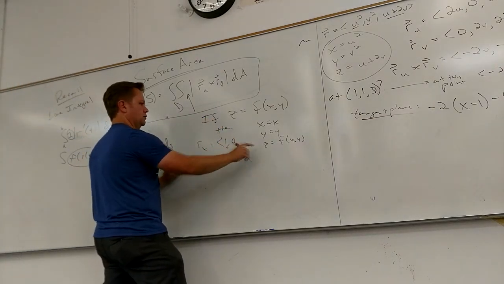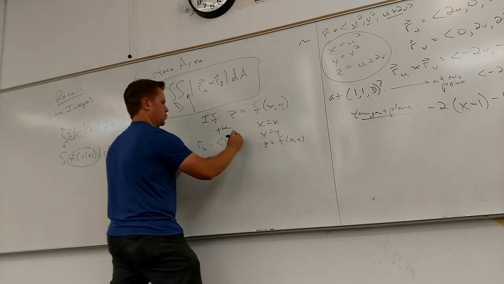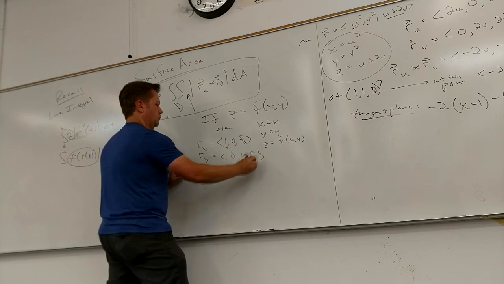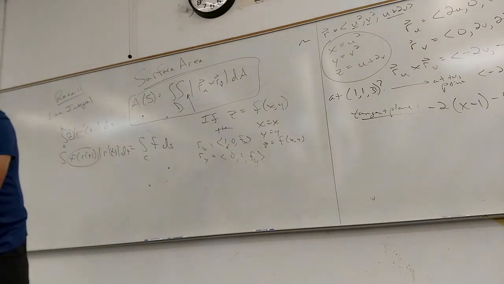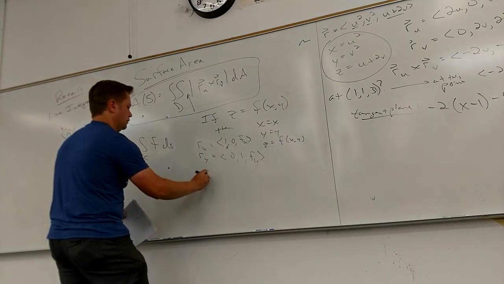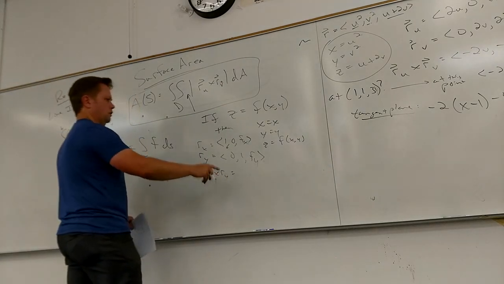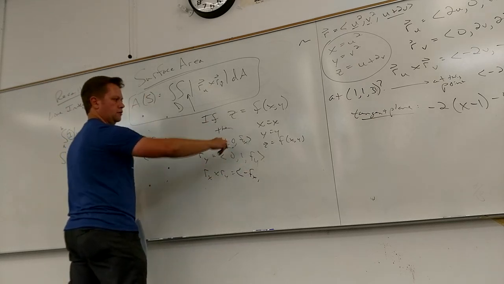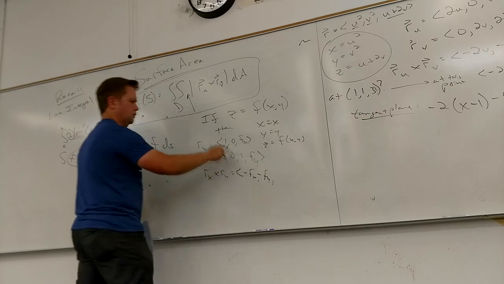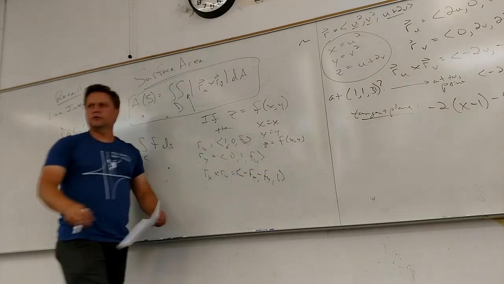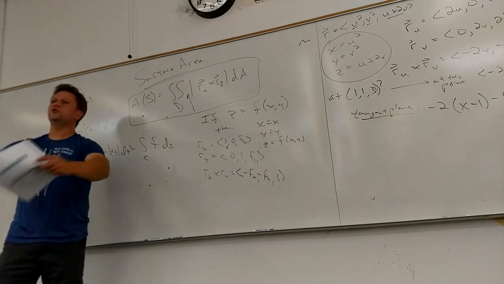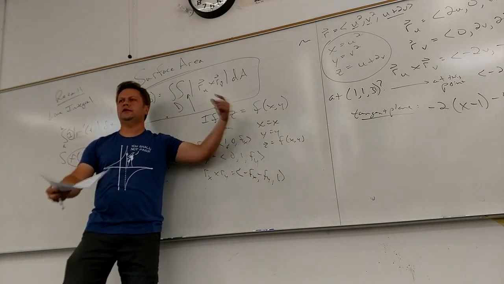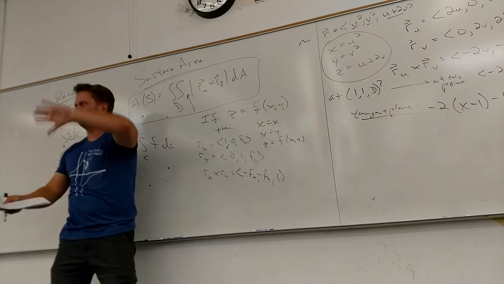1, 0, partial f x. Ry would be something very similar: 0, 1, partial f y. So what would r_x cross r_y be? Minus f_x, minus f_y, 1. I'm doing this specifically for the case where my surface is defined in terms of x and y already. It's the normal surface we worked with before.